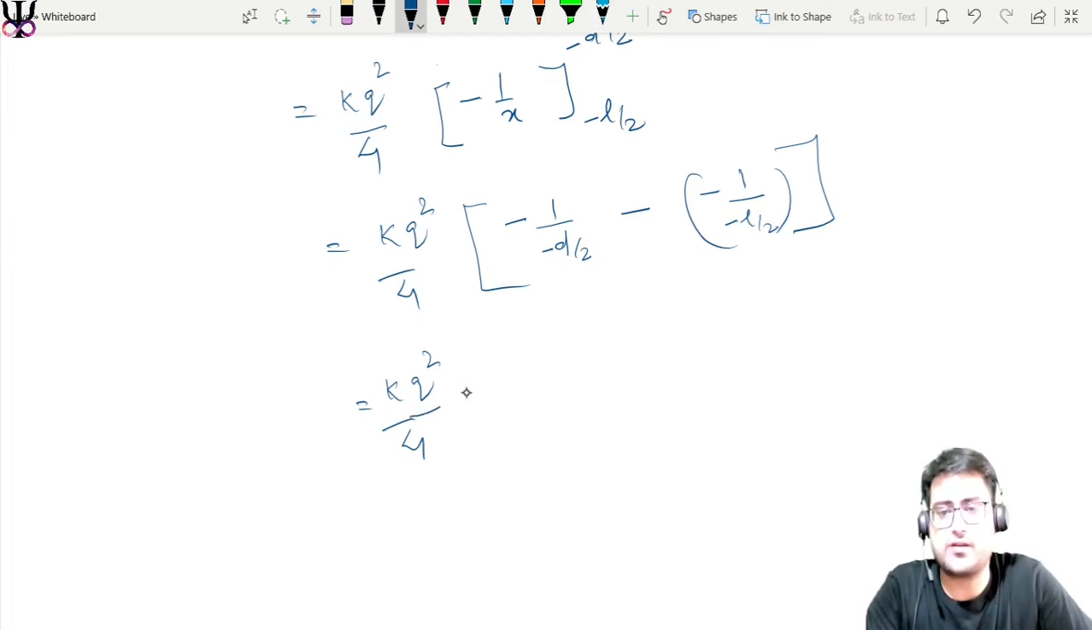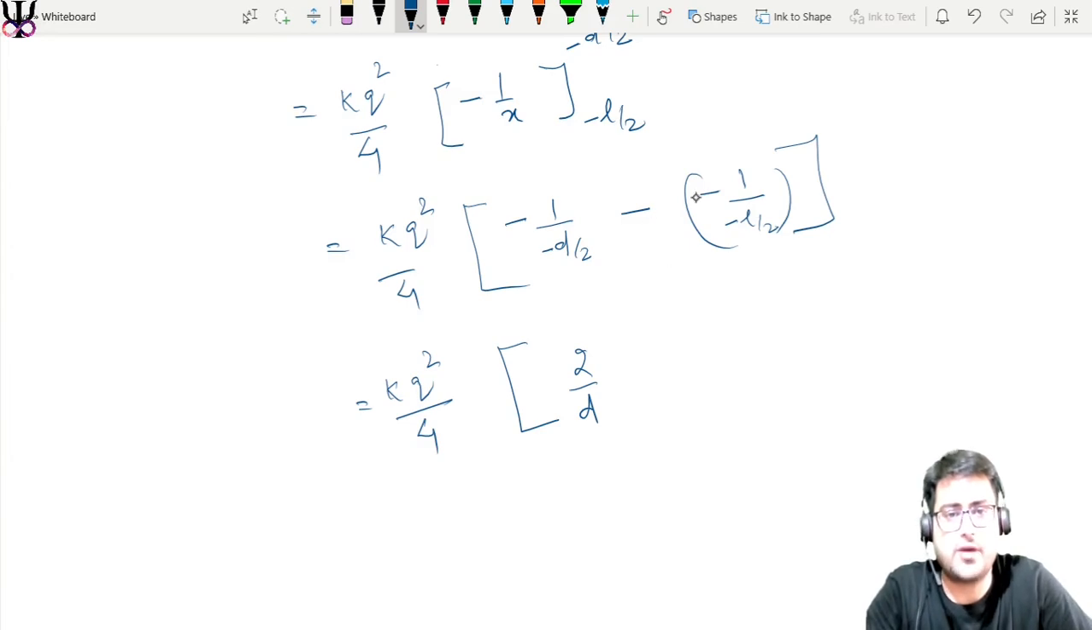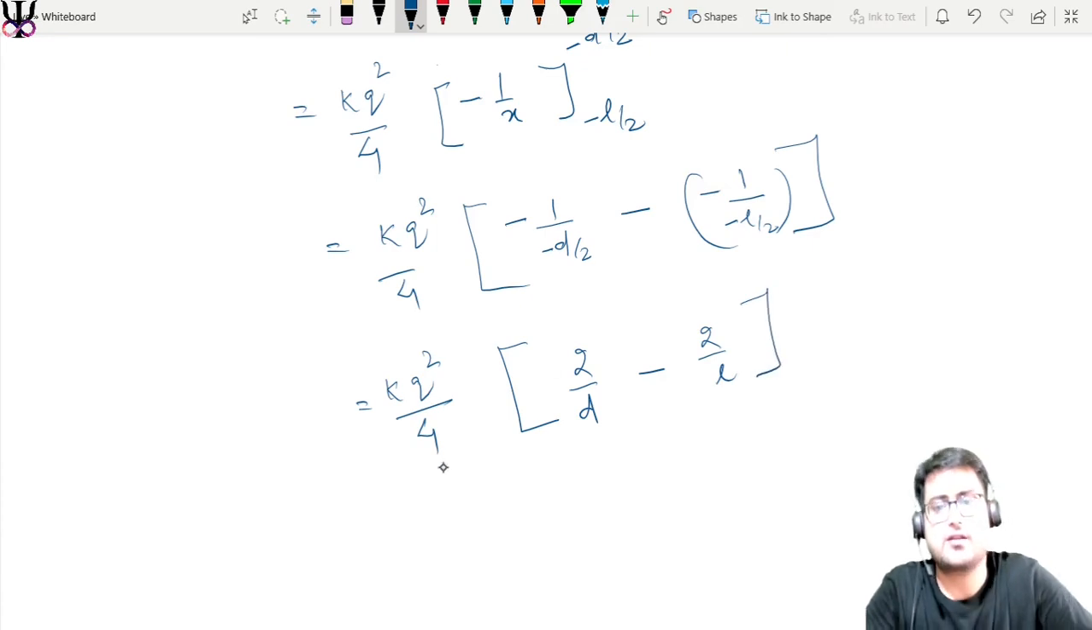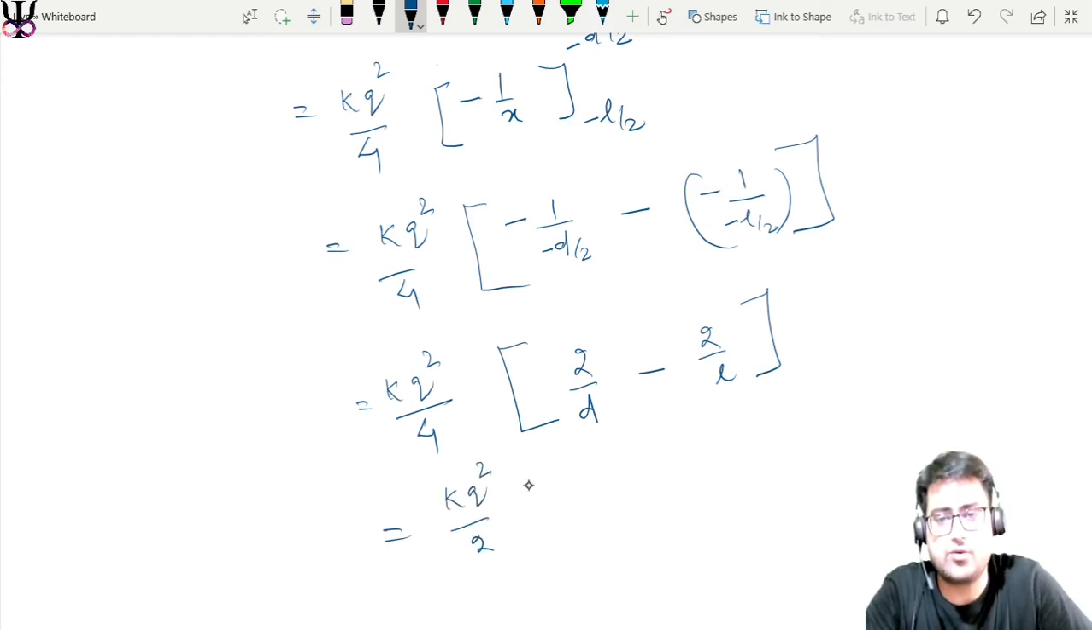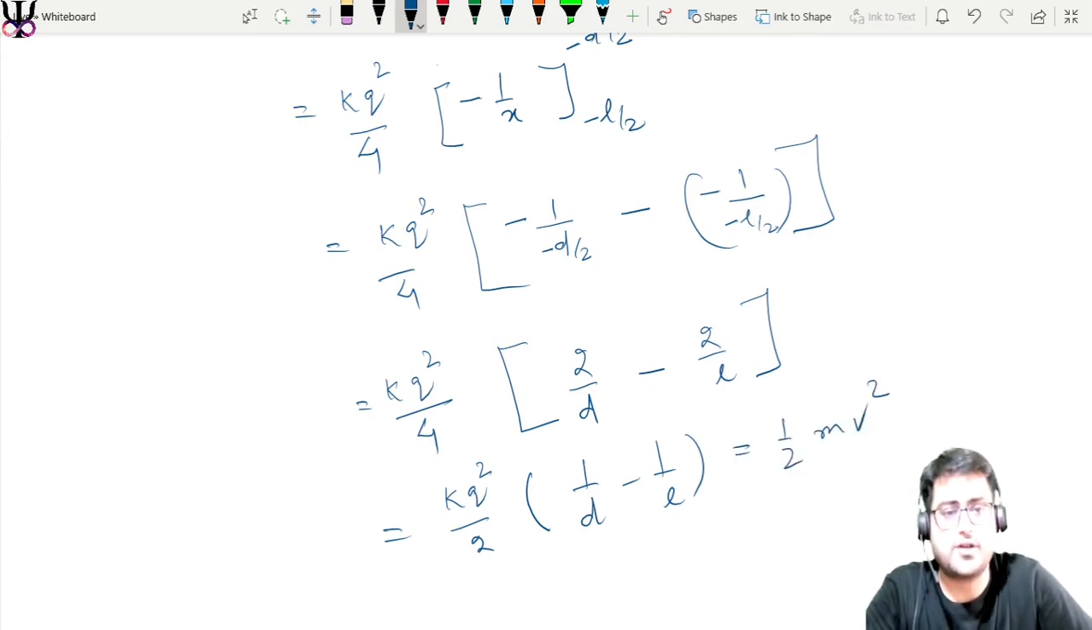k q squared by 4 times it's going to be 2 by d, right? So the 2 will go up, and then minus minus minus, it's going to be minus 2 by L. So the 2 comes out as the common factor. It's going to be k q squared by 2 times 1 by d minus 1 by L, right? And that is going to be half mv squared.